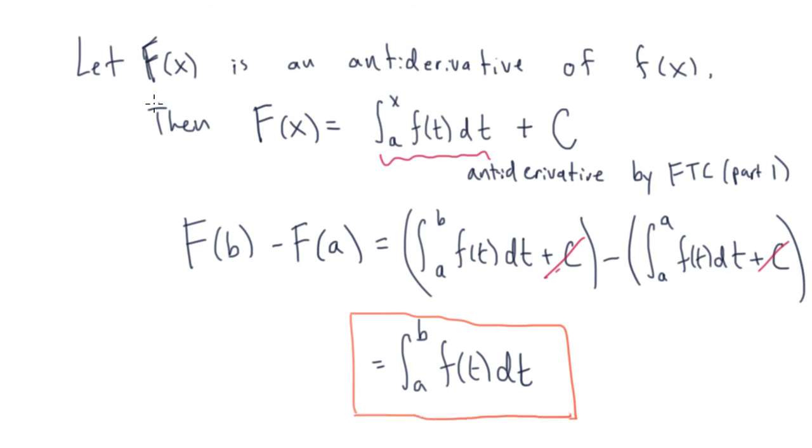If I find an antiderivative, then to find the definite integral from a to b, all I need to do is evaluate that antiderivative that I found at b and at a and take the difference. And I'm done. So that's it. Pretty straightforward. That's how you prove the fundamental theorem of calculus part 2 from the first part.